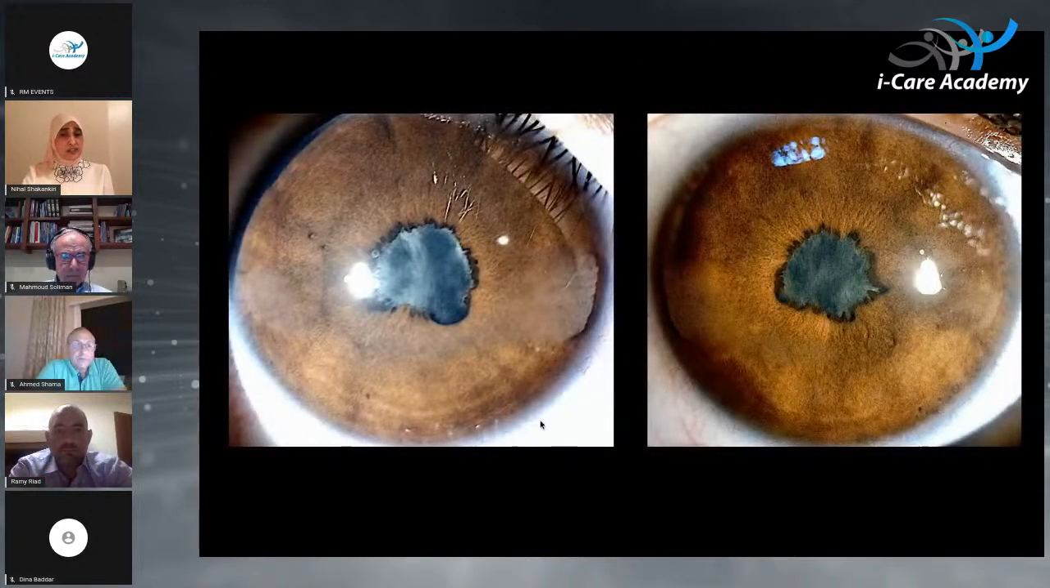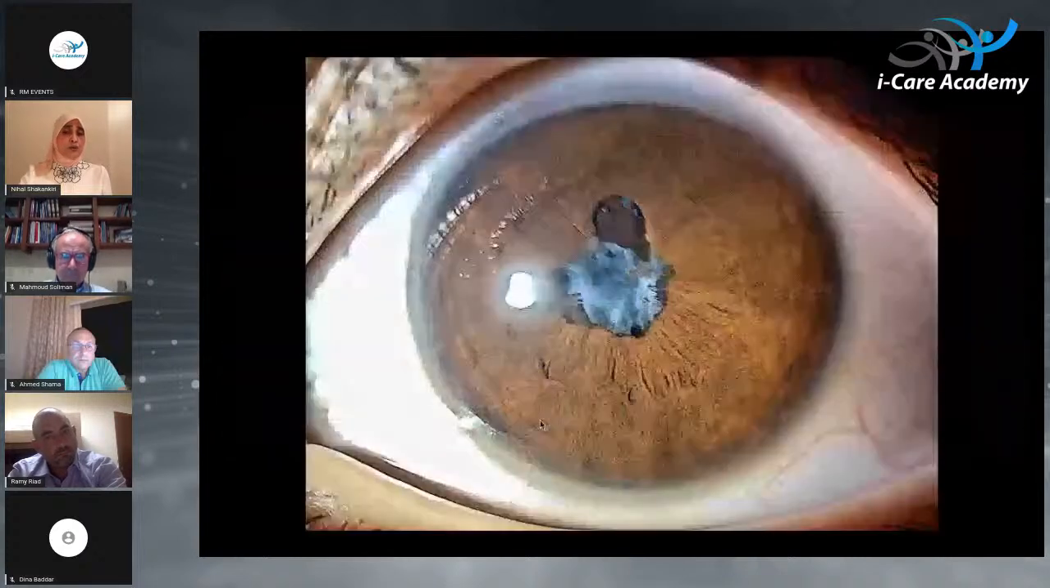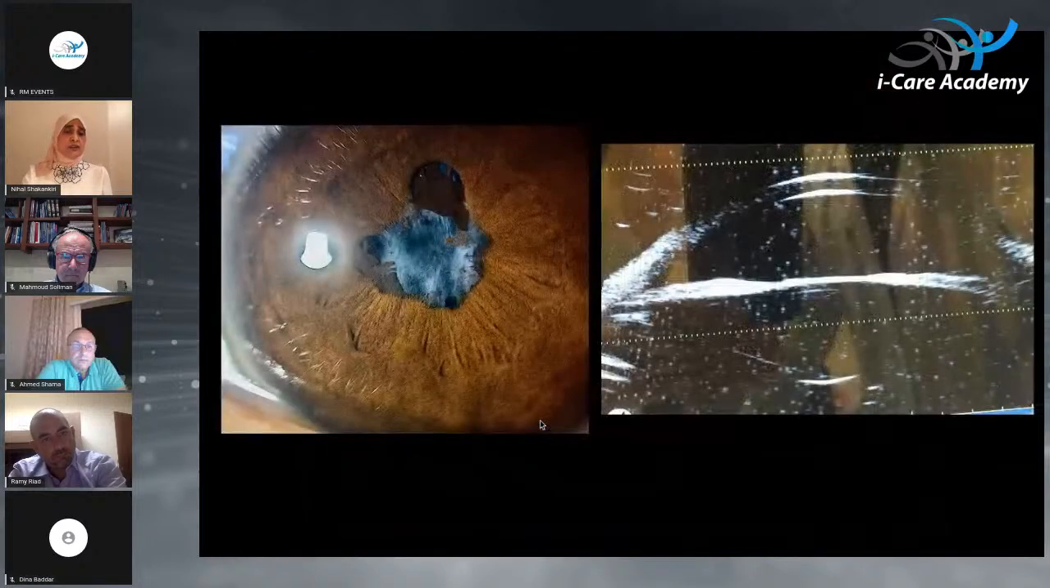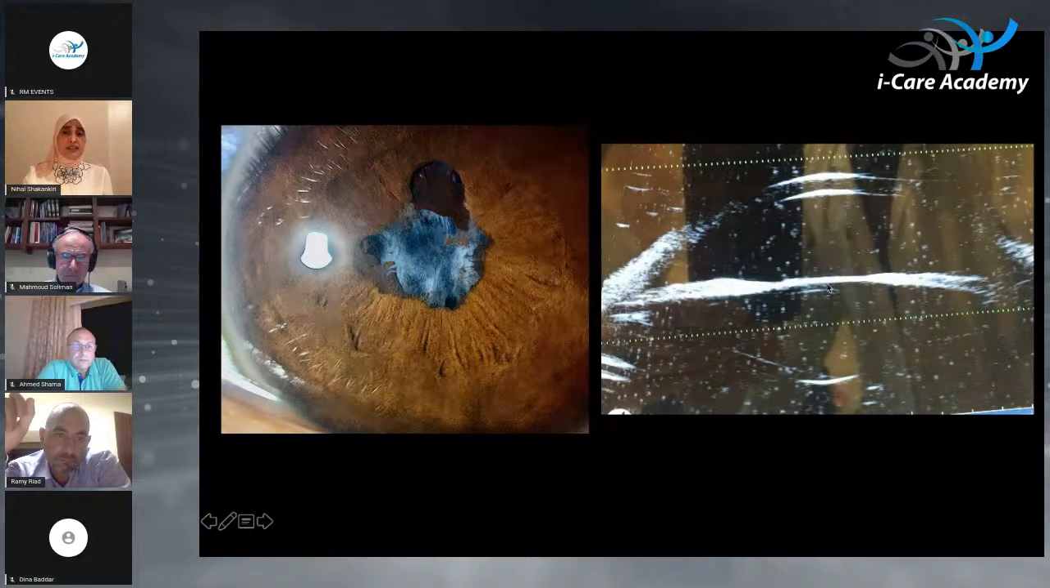A final message: when cases are referred to you like that with a complicated cataract and with or without band keratopathy, please go for UBM, because sometimes, like this case was referred to us as a complicated cataract, but actually when we did her a UBM, we found that the lens is crystal clear, and this is not a complicated cataract, it's a sort of epilenticular membrane.